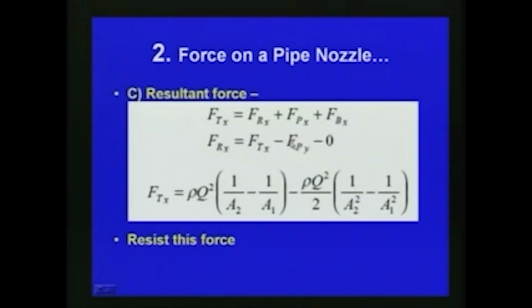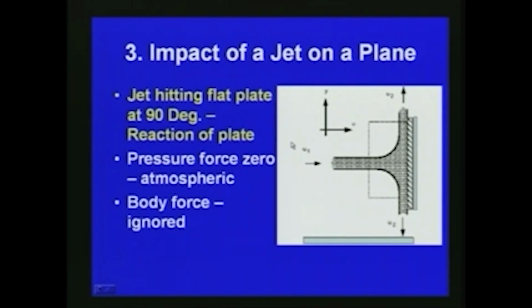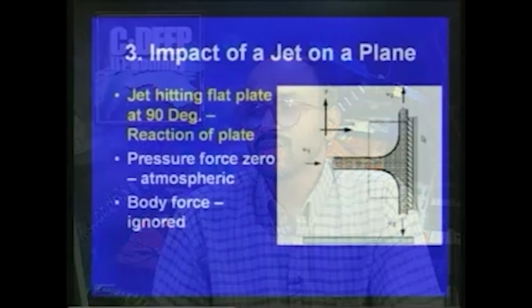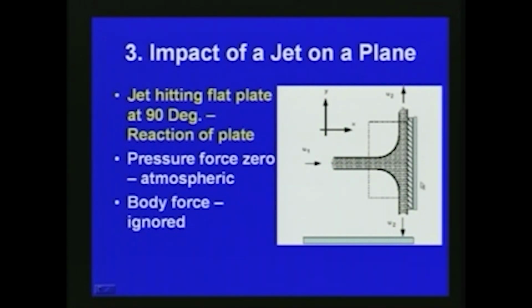So, now we will be discussing another case, which is the impact of a jet on a plane. As we have seen, there are a number of applications as far as the linear momentum equation is concerned. So, the third case is the impact of a jet on a plane. Here you can see a jet coming and impinging on a plate. Let us assume for this third case that the jet is acting at 90 degrees.